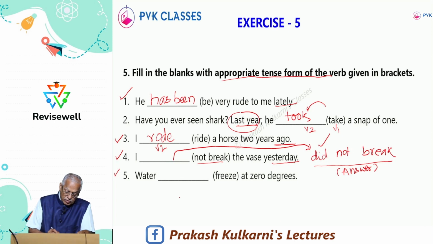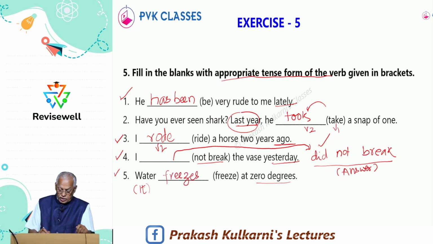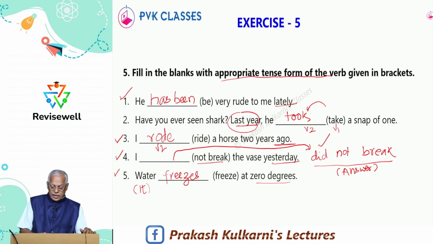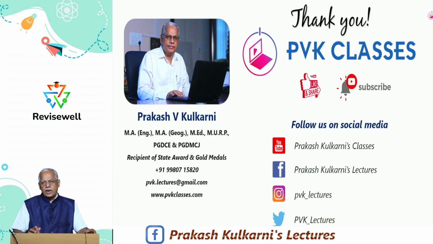And fifth one, water dash at 0 degree. At 0 degree, it is a scientific principle. For all scientific principles we use simple present tense. Therefore, water means it freezes. Water freezes at 0 degrees. So it is a scientific principle. This way, you have to work out in the examination. Please read every sentence very carefully and try to fill up the correct tense form of the verb.